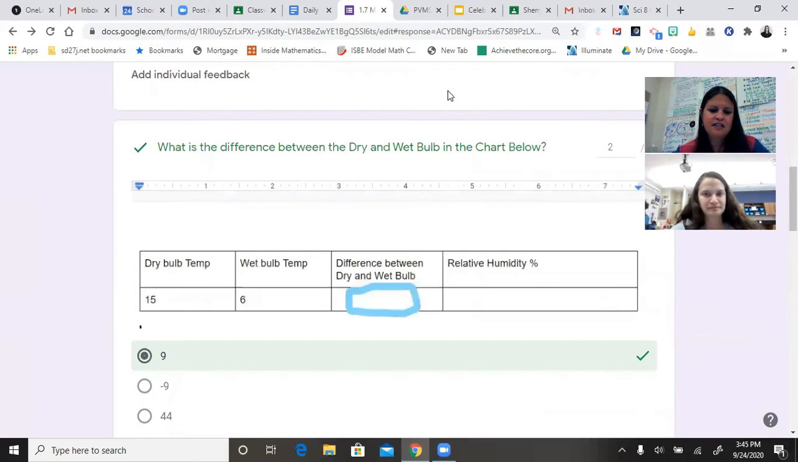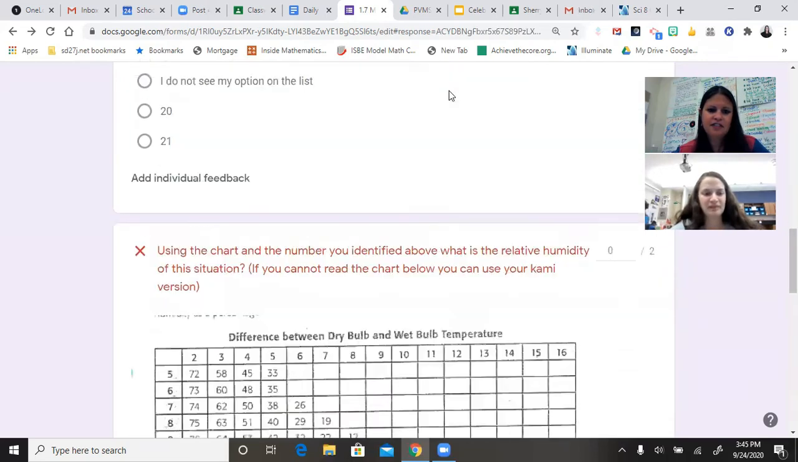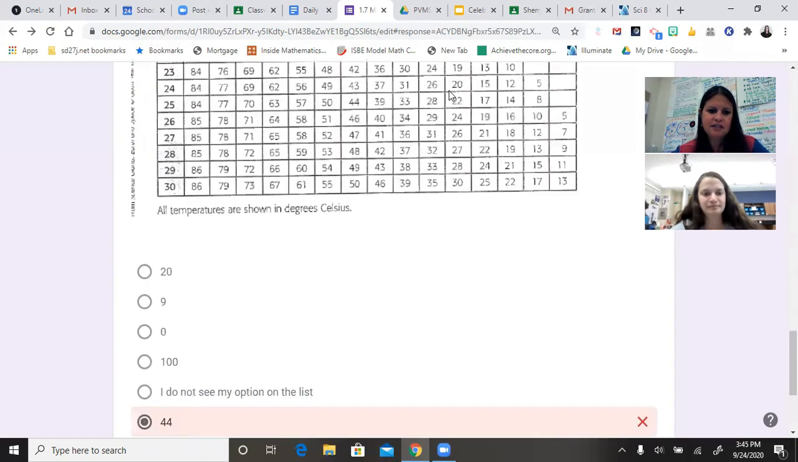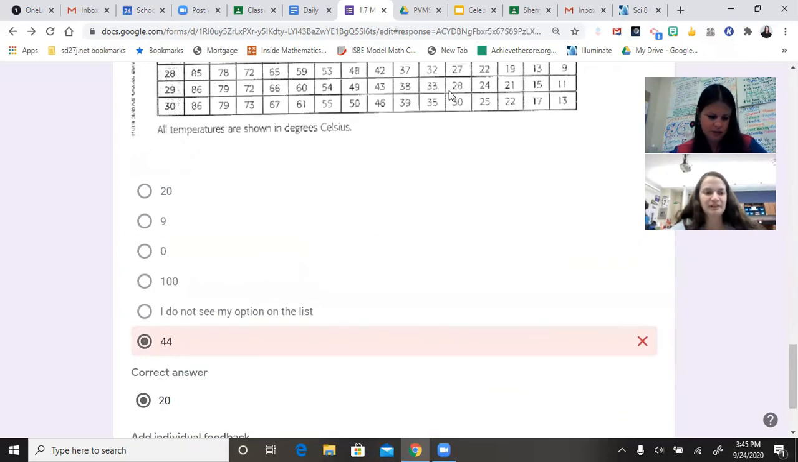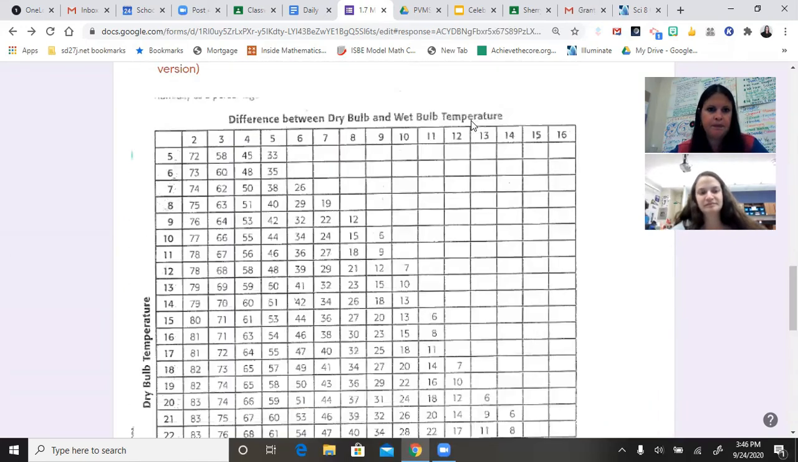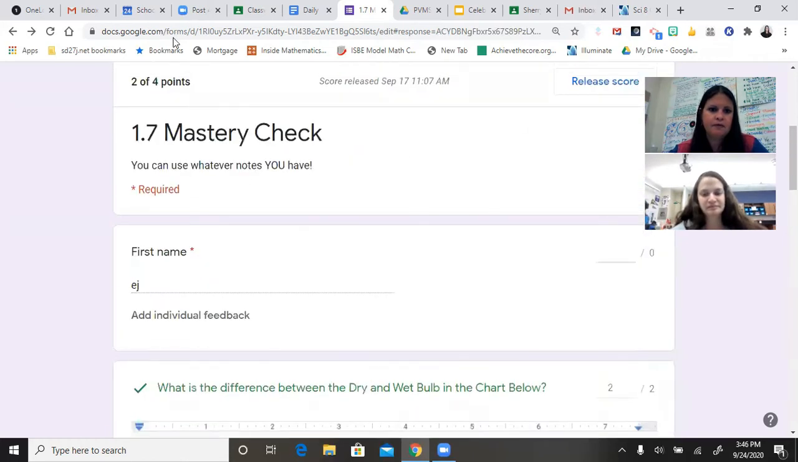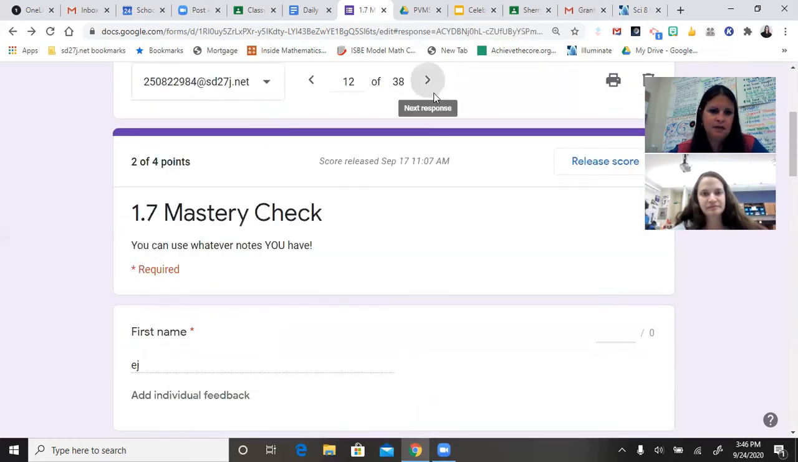Okay, looks like EJ got the first answer correct, but her misconception was to just use 15 and 6, or 50, the original numbers. She wasn't quite sure on that second step of what to do with those numbers, how to use the difference and the wet bulb.